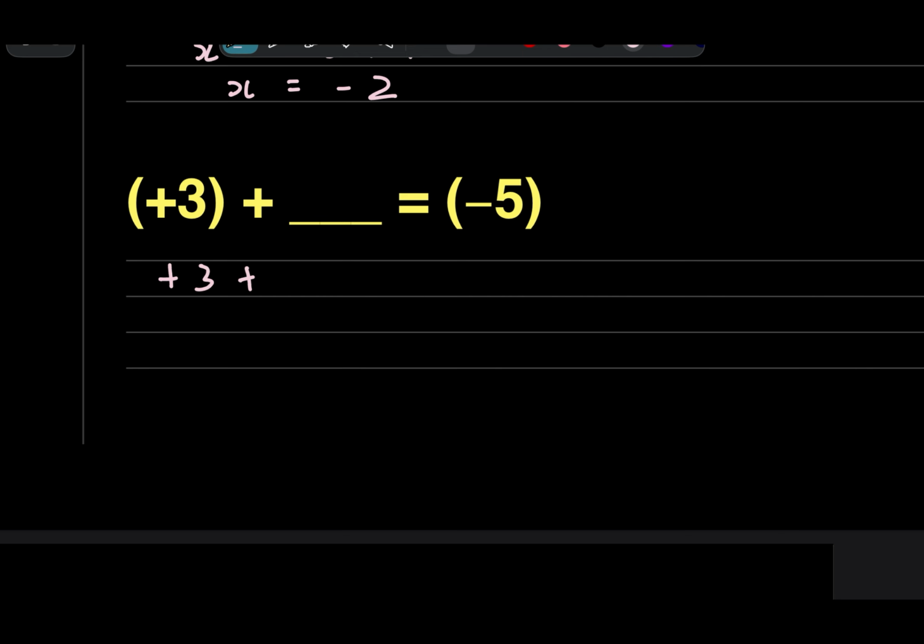Plus 3 plus x is minus 5. Okay, so plus x is minus 5 minus 3, plus x is minus 8. So your final answer has to be positive x, means you have to find the value of positive x. You cannot keep it negative. And if your answer is negative 8, that's absolutely fine. The value of x is minus 8 over here.